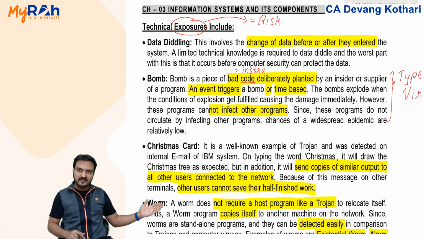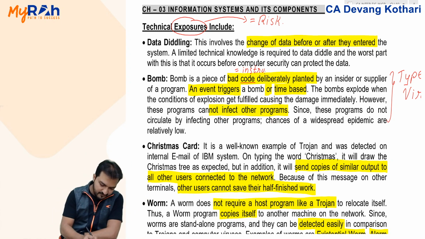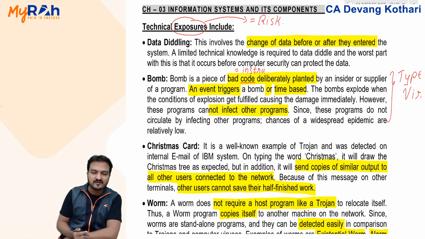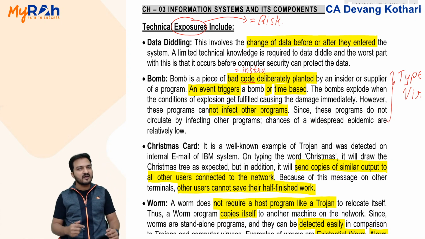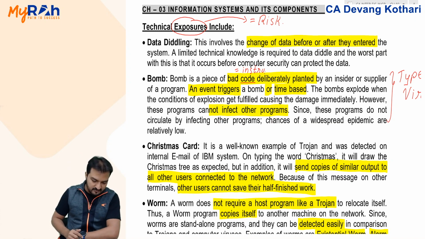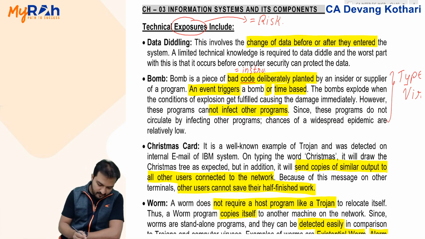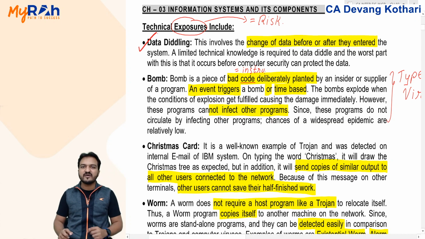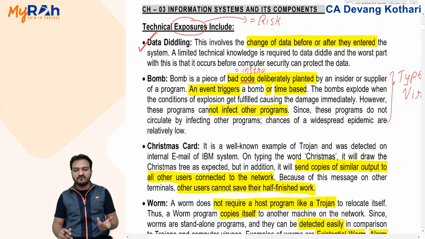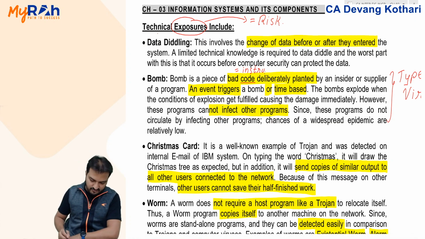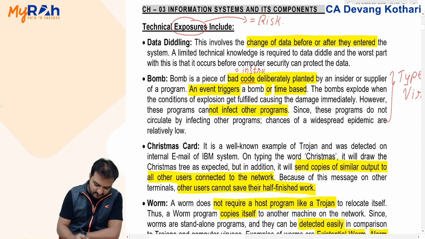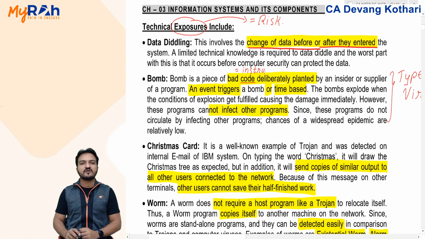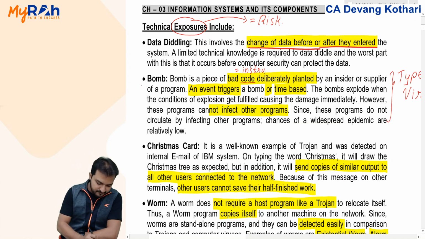Other things like these. Let's see. These are different types of risk that might cause damages to my data, damages to the program. So the first one under that, data diddling. Data diddling is basically changing the data before or after it has entered into the system. In simplest words, it refers to change of data before or after it is entered into the system.